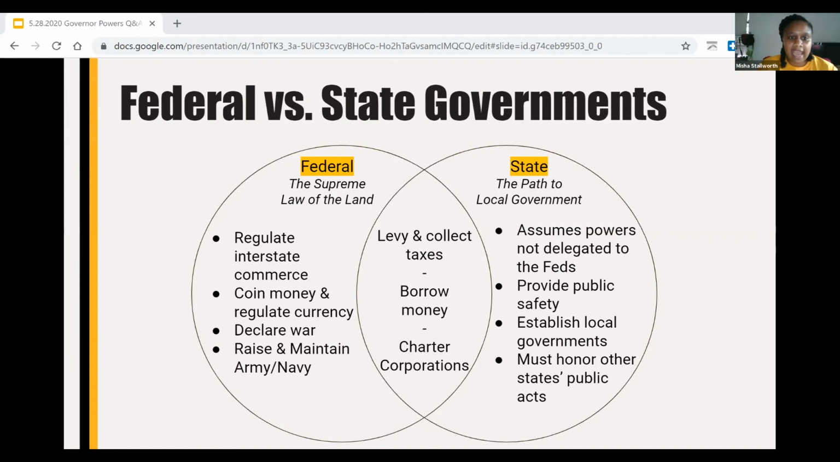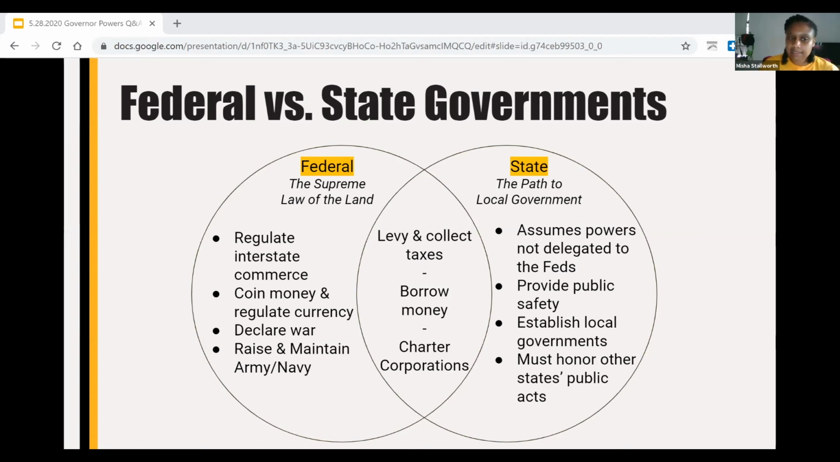When we're looking at state powers, I have it characterized here as kind of like the path to local government, because states establish our local governments and have a lot of work that happens between the state government and our local government. It assumes powers that the federal government does not have delegated to it, and honors other states' public acts.